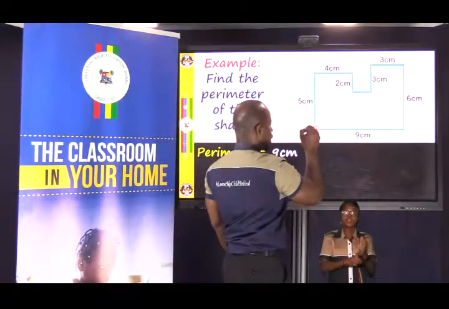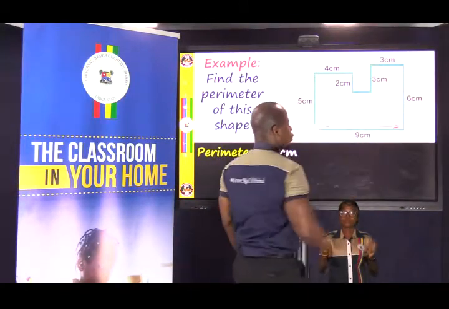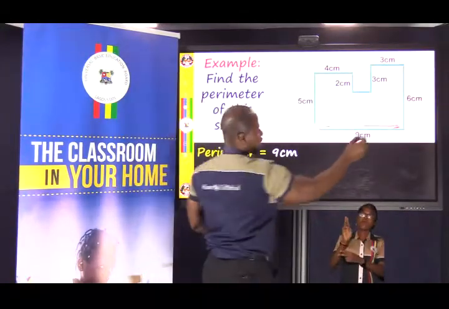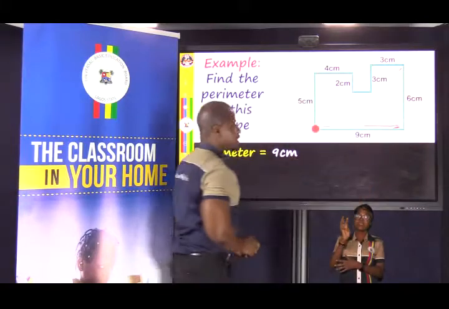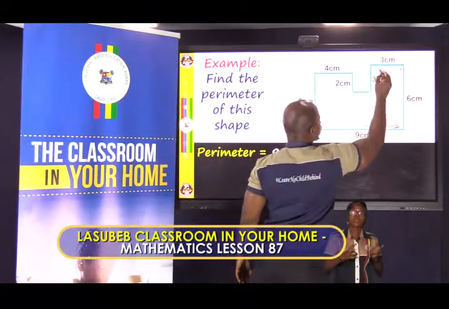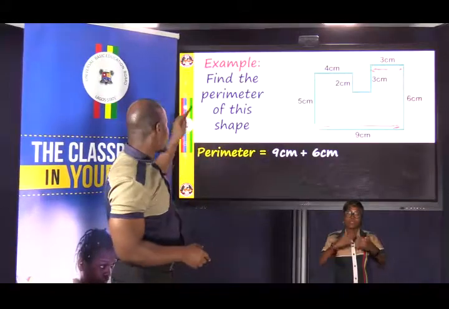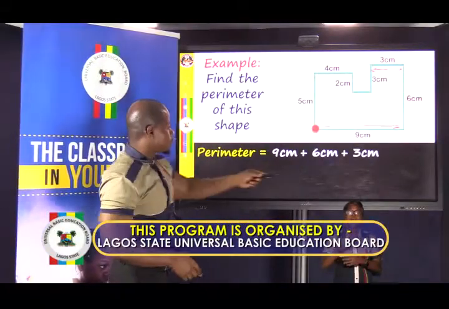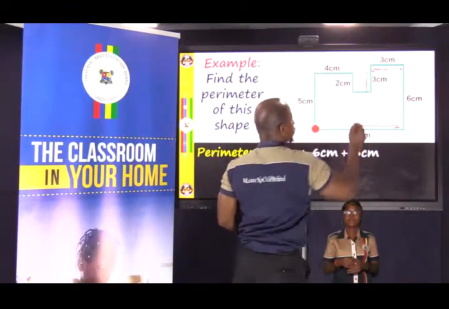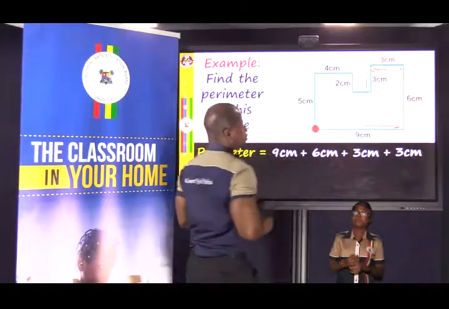Now, I'm moving this way. I want to go this way this time. It doesn't matter where we start from, as long as we get back to the starting point. Okay, so I've gone that way, 9 centimeters. Now, I want to go upwards now. That's 6 centimeters, so I'm going to add that. 6 centimeters. Now I'm here. I want to go this way. And you must move in straight lines. So along the boundary, that's 3 centimeters. So I add that. Then I come down here. And that's another 3 centimeters is written there. From here to here is 3 centimeters.